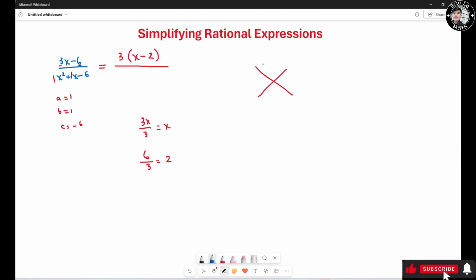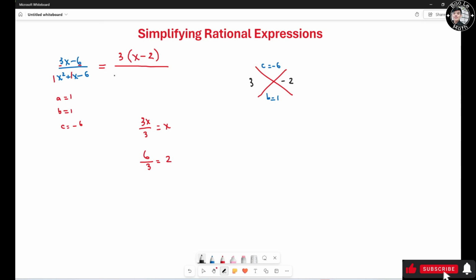I need to put C right here equals -6, right? Because A equals 1, so you just put C. If A is different from 1, you need to put A times C right here, okay? Now B equals 1, right? Now you need to find two integers that multiply to -6 and add up to 1, which are 3 and -2.